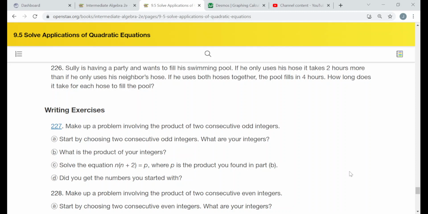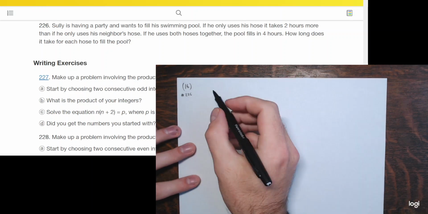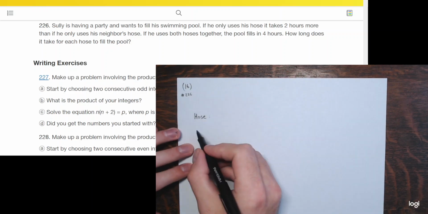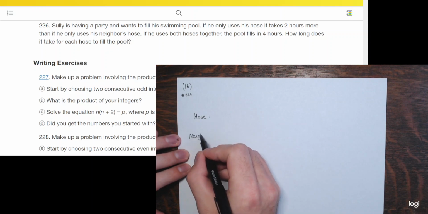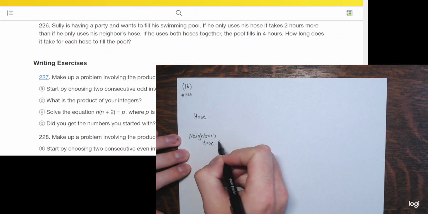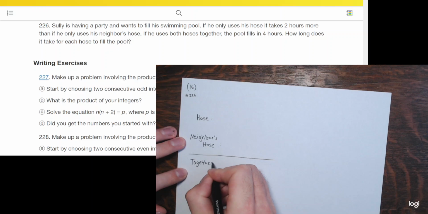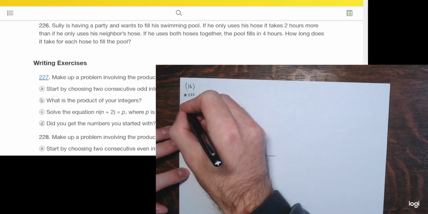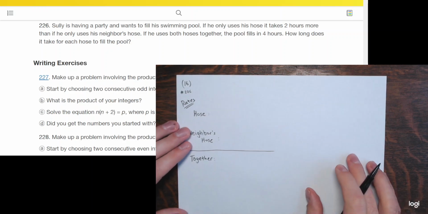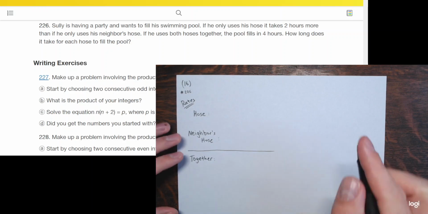All right, so let me again pull this up here. So I read through it. Now again, you've got his hose, the neighbor's hose, and then if you use them together, we're talking rates. These are rates of work. Now, I read through the problem. What do they want? They want to know how long it takes for each hose to fill the pool.